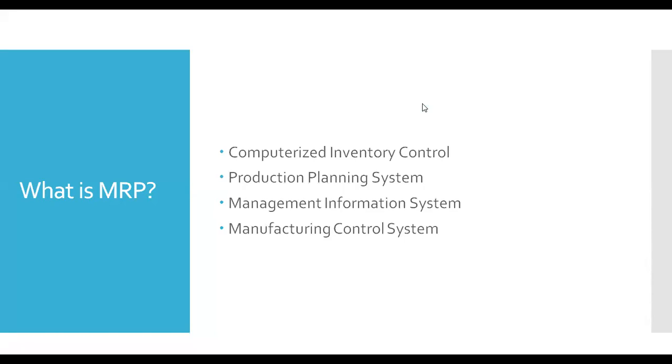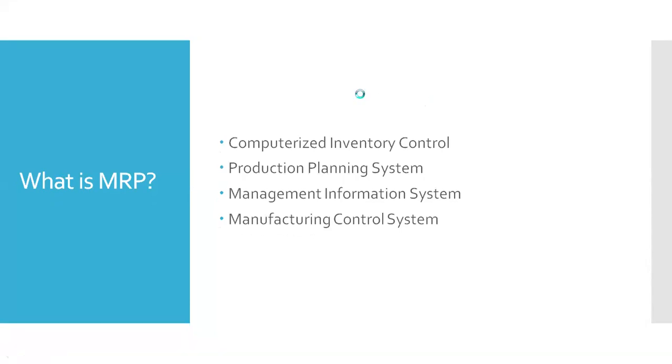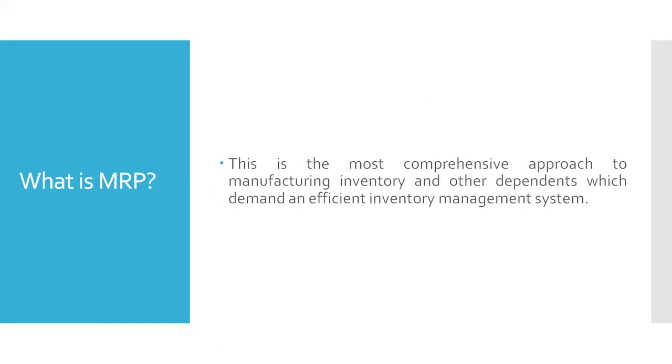Before that, I have to revise the MRP. So, what is MRP here? In the MRP, we have the topics which I have discussed, like what is MRP? It is related to computerized inventory control, production planning system, management information system, and manufacturing control system. Based on this, what is MRP? That is the most comprehensive approach to manufacturing inventory and other dependents which demand an effective inventory management system.